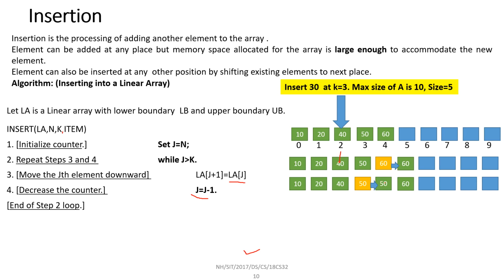50 is getting placed in this place. Another copy is also made, as you can see. 50, there are 2 copies. This is the fresh copy, this is the old copy. You can alter this one.